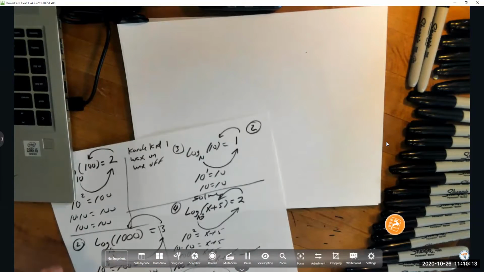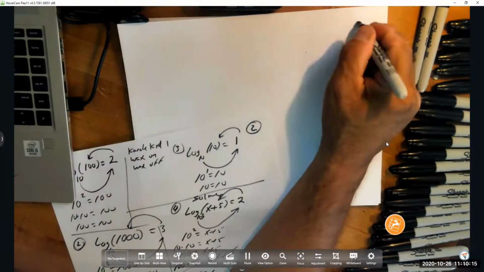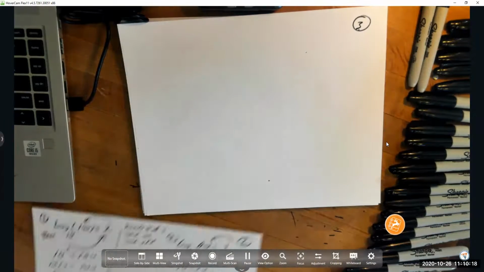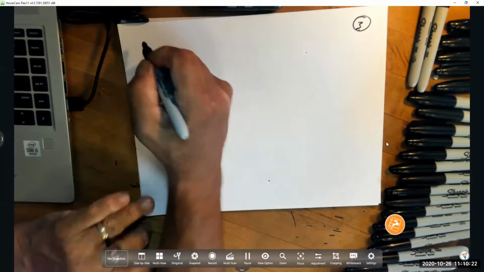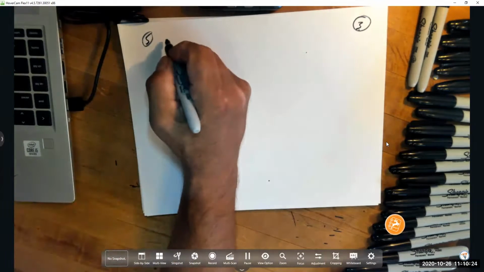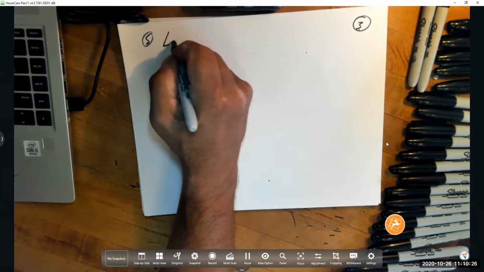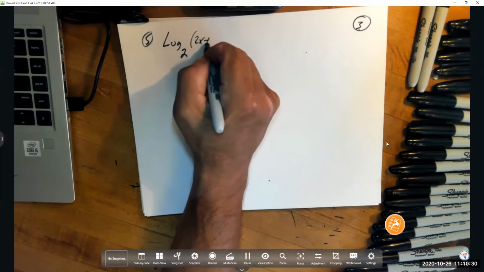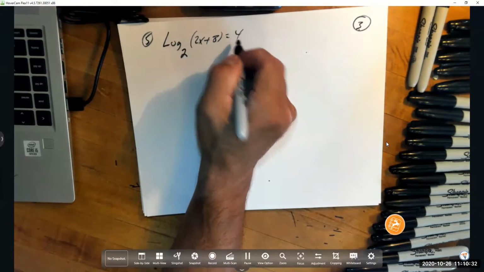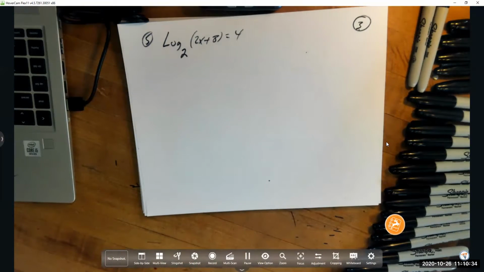All right, page number 3. Same kind of stuff. Example number 5. Suppose I have log and some other base. Let's say I have log base 2 of 2x plus 8 equals 4. So now I don't have a LOG 10, I have log base 2. Doesn't matter. Still the same setup. It's the same way. Ready?